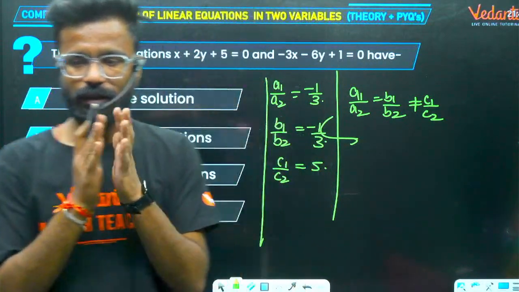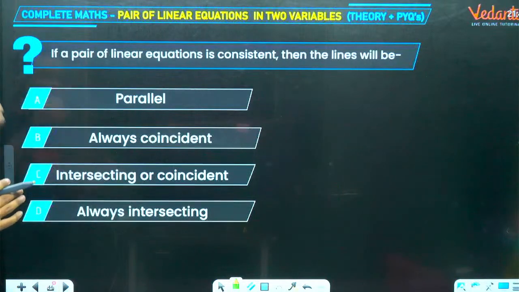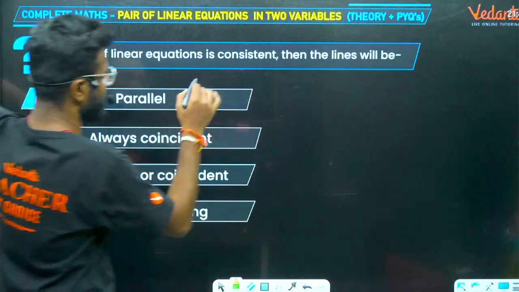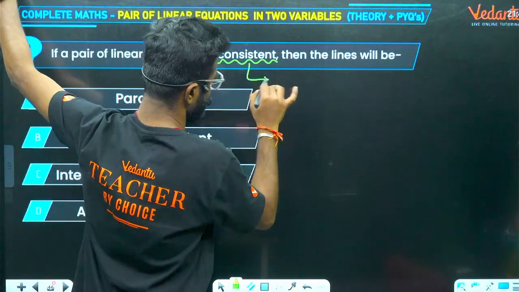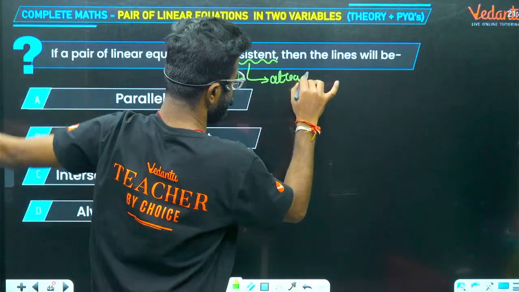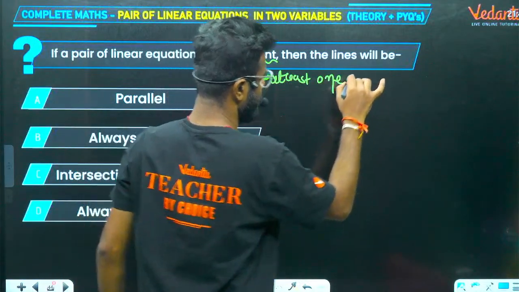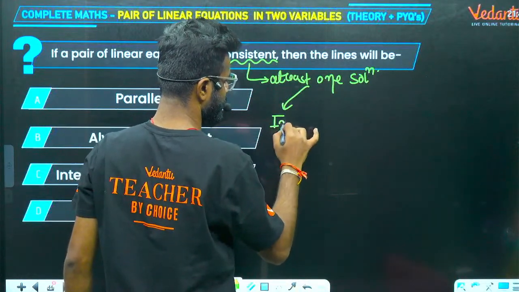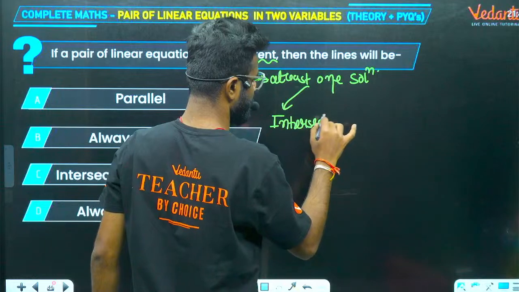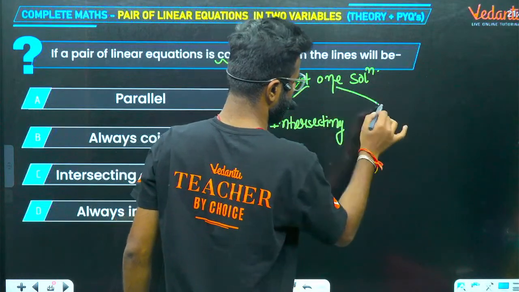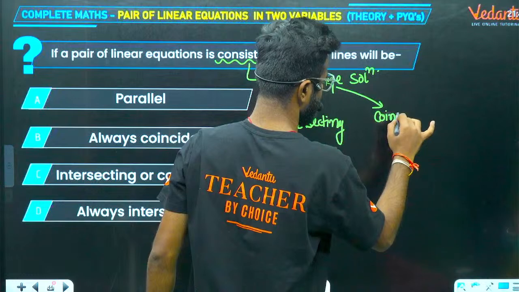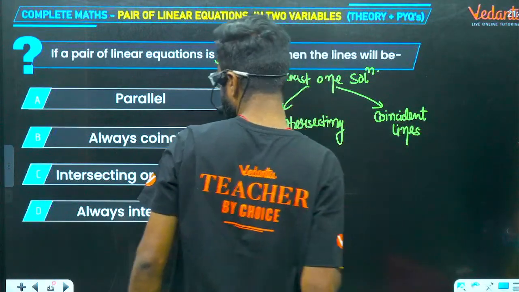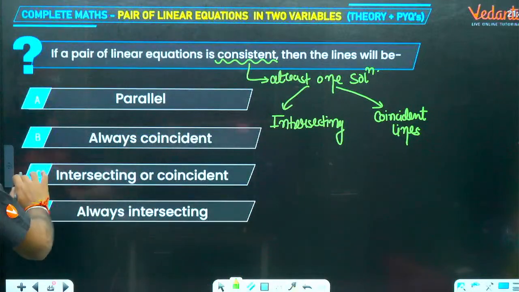Very nice. You are doing great. Now we have the next question. If a pair of linear equations is consistent, consistent means at least one solution, then it may be intersecting lines or it may be coincident lines. Intersecting or coincident. Option C is correct.